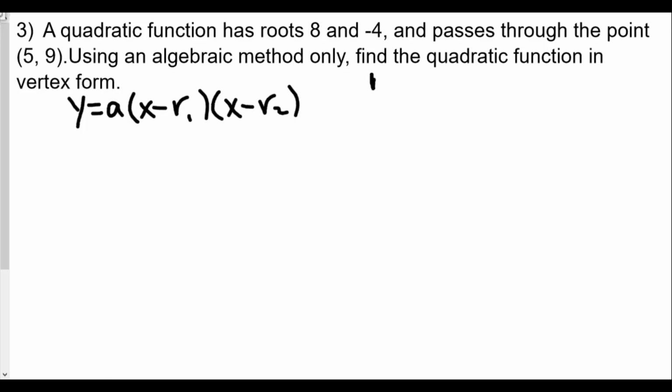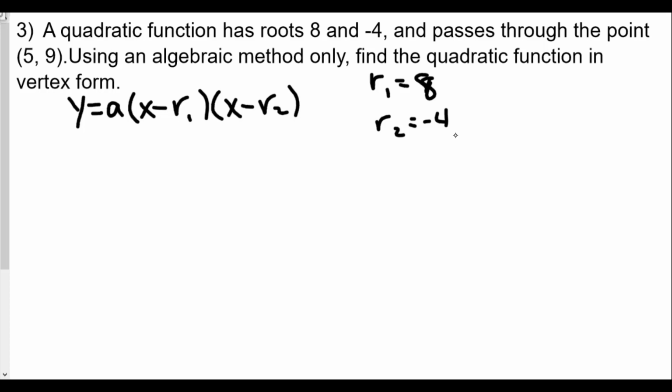So we identify in this case that R1 is 8. They tell us that. And R2 is -4. And if we had the a value, we would just plug it into our formula and leave x and y alone. But we don't. Now, that presents a problem for us because how do we finish this up?